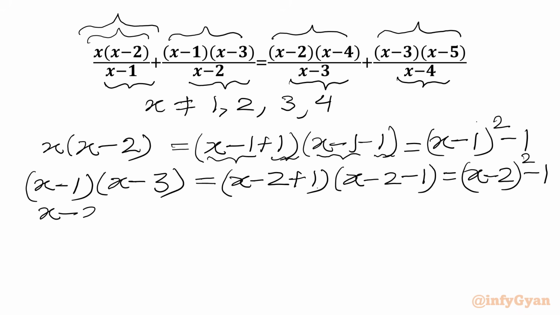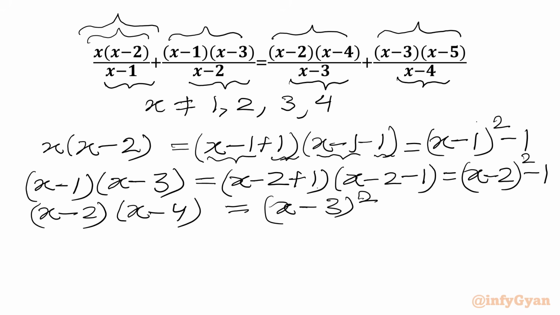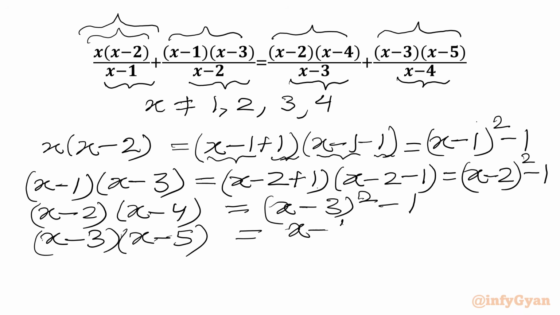Now we have x minus 2 times x minus 4, which will be equal to x minus 3 whole square minus 1. And in the same way, we can write x minus 3 times x minus 5 will be equal to x minus 4 whole square minus 1.